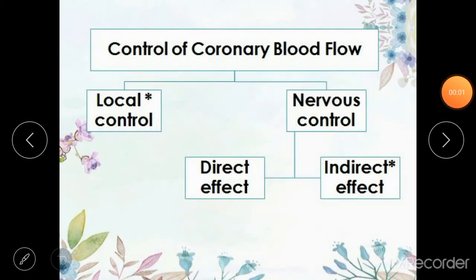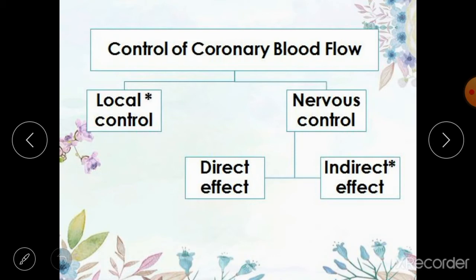Let us now discuss the control of coronary blood flow. What are the factors which control this blood flow to the heart? And as I already mentioned, your coronary blood flow is around 225 ml at rest, and when you start exercising, this may increase to 3 to 4 times this amount. So what are the factors which control your coronary blood flow?